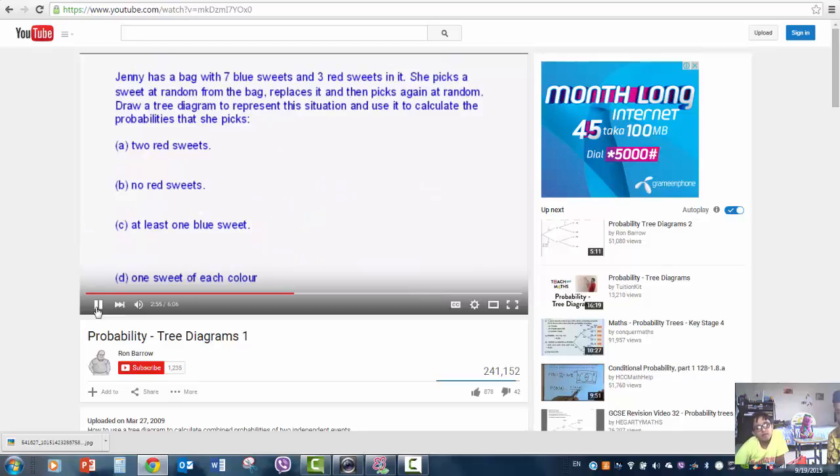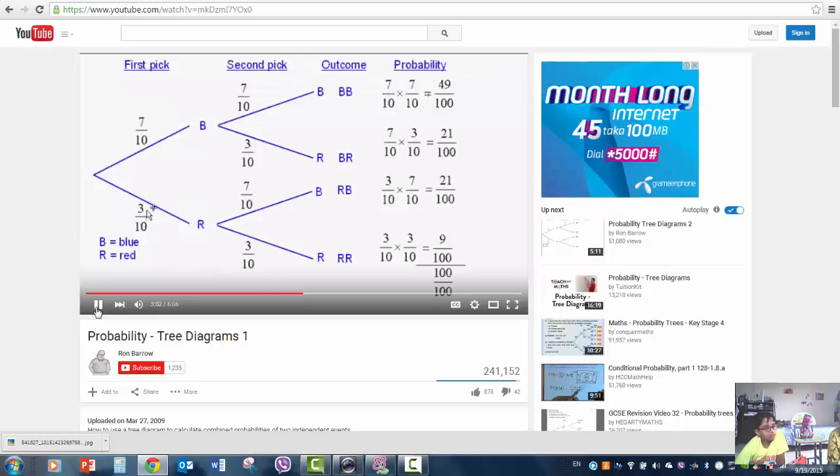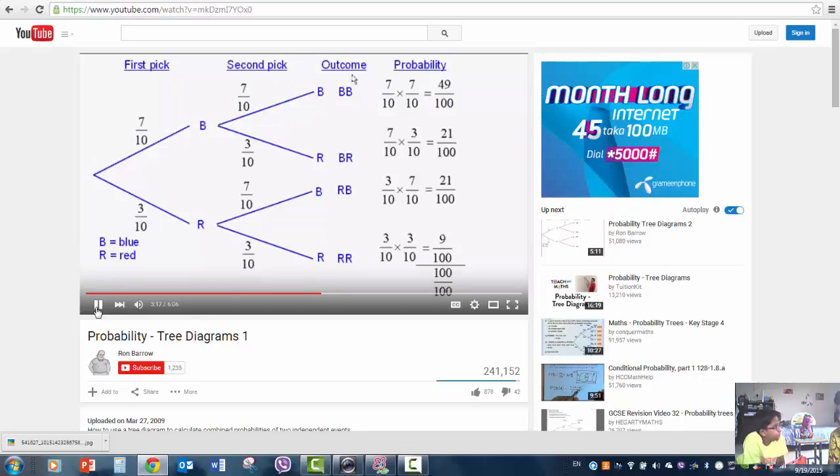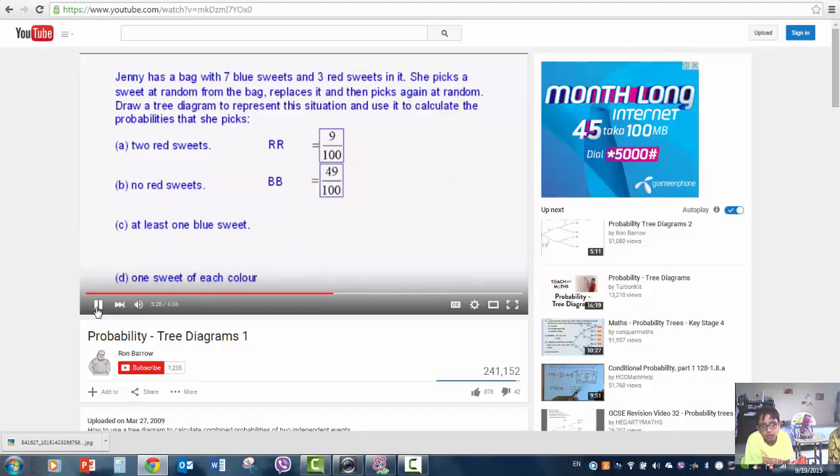Now let's look back at the question. We need to work out the probability that she picks 2 red sweets. Well, we've actually done that one. It's this, 9/100, so it's 9%, or 0.09. There we are, answer to that first part. Second part, no red sweets. The only thing which has no red sweets in it is the blue-blue combination. And we've already calculated that. That's 49/100.